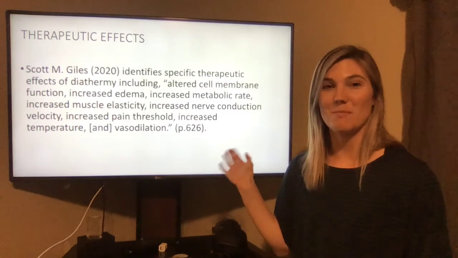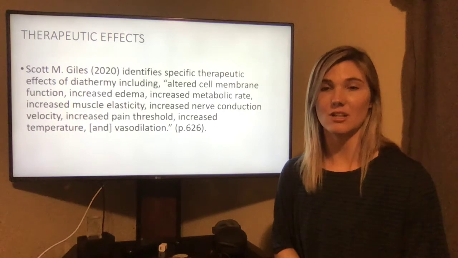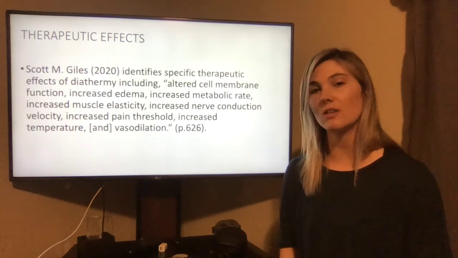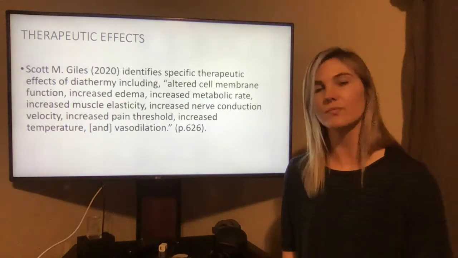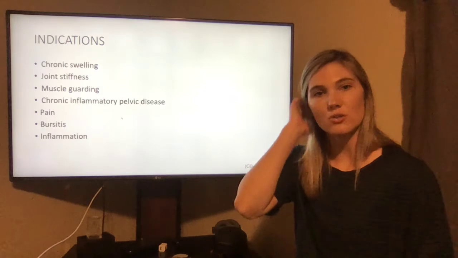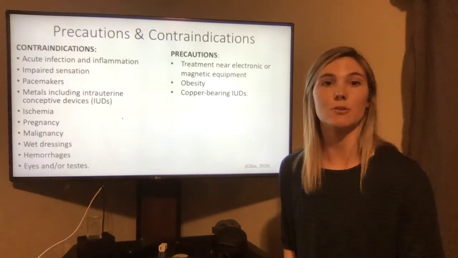altered cell membrane function, increased edema, metabolic rate, increased muscle elasticity, nerve conduction velocity. You're going to increase their pain threshold as well as their temperature, and then you're going to cause vasodilation. So, the indications include chronic swelling, joint stiffness, muscle guarding, chronic inflammatory pelvic disease, pain, bursitis, and inflammation.